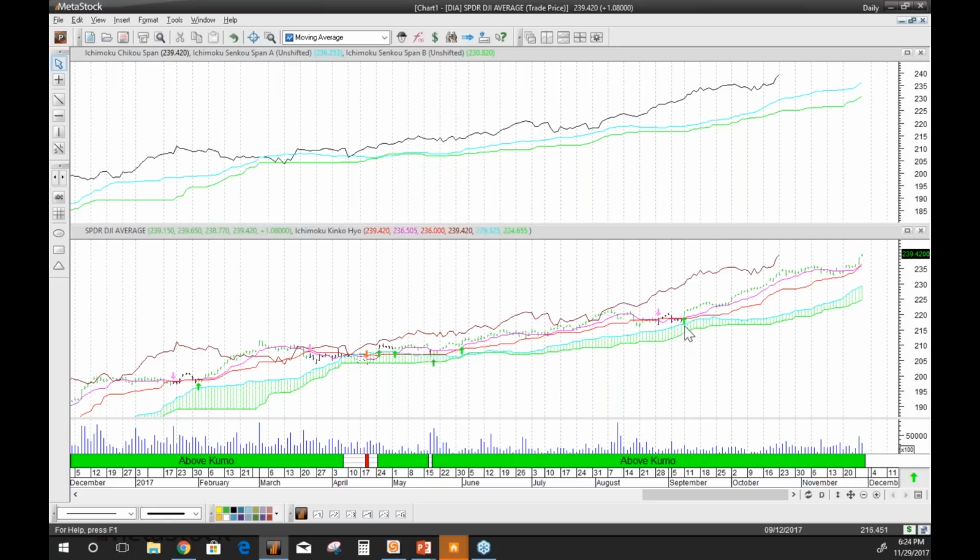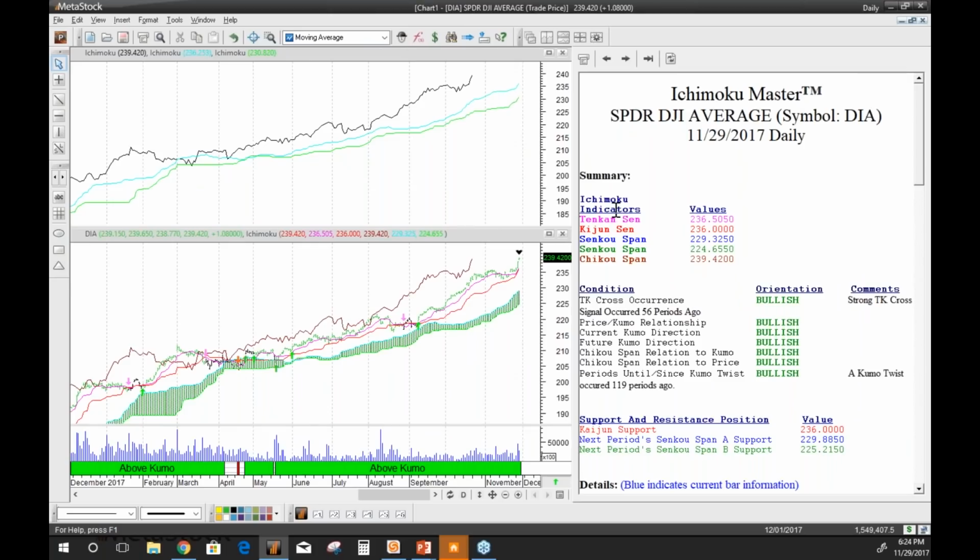How far forward am I looking for the Kumo? Fortunately, that's all taken care of here in the Expert Advisor. The Expert Advisor will actually analyze the entire Ichimoku method for you, and it will do this for any bar inside this chart to give you information so you don't have to do any of the counting forward and back.